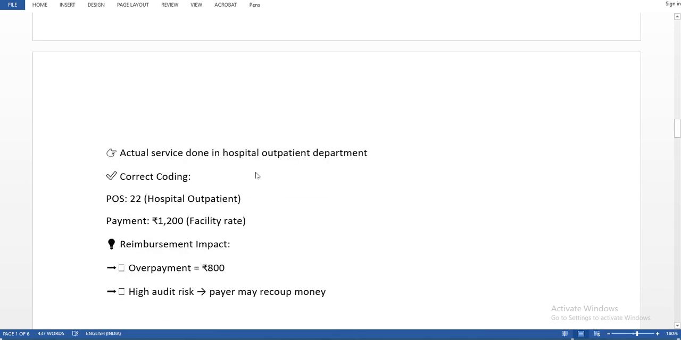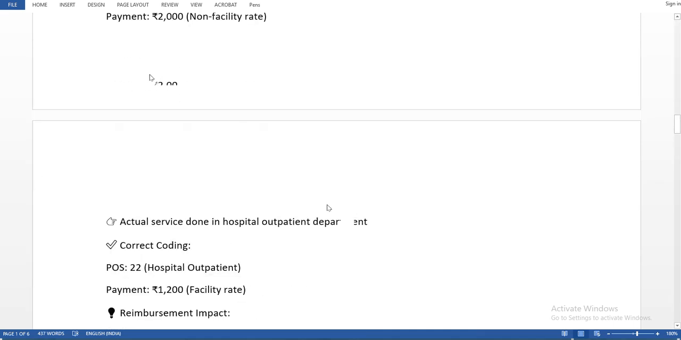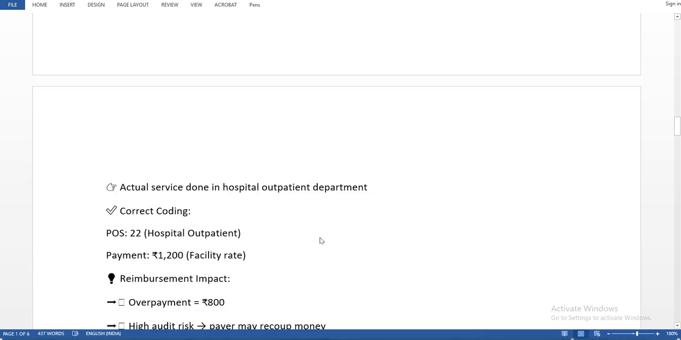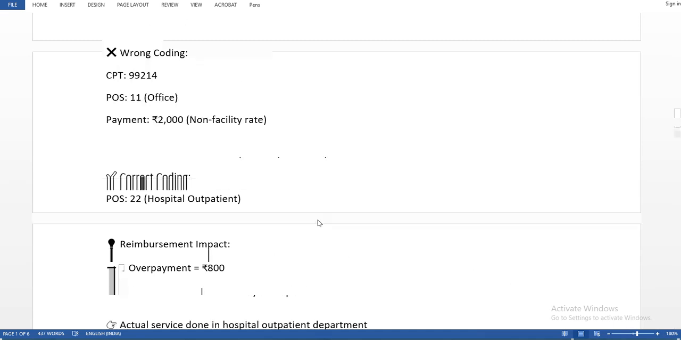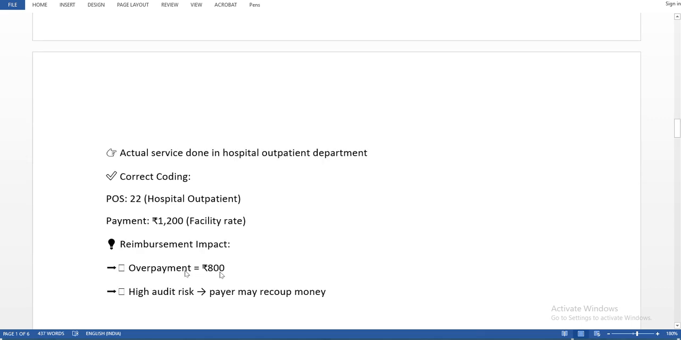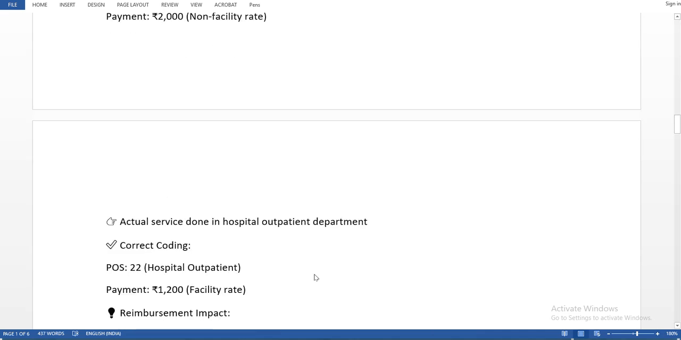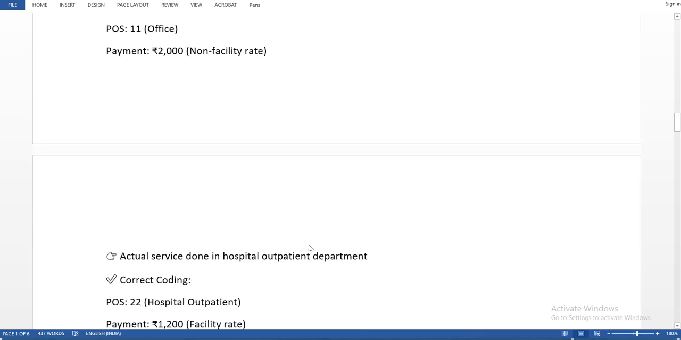So here the coder needed to append POS 22 along with 99214, but he appended 11, the office POS. Here there is a $1,200 facility rate. Because of this wrong POS, the facility got an overpayment of $800. So what is the importance here? High audit risk. The payer may recoup money. Even if the payer pays the money, they will recoup it after some time if they find the error. So this is a very important topic.